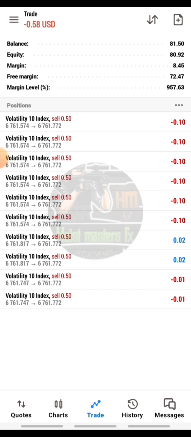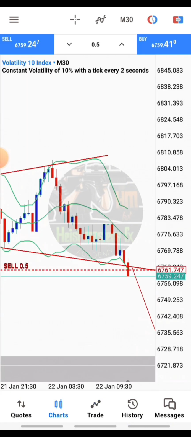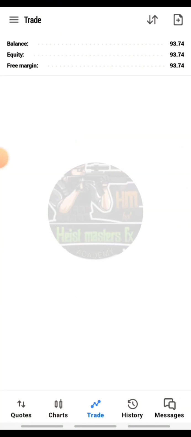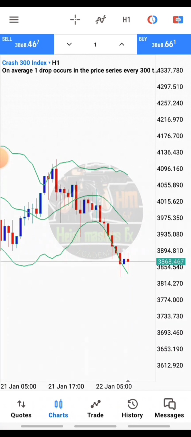Thanks to my network, which was super quick, I was able to do this. And thanks to the Heist masters one trade one shot skills, I'm able to predict the slightest moves in the market. Now we are up $81, and I'm going to close again here with this $10, and then we look for a few more dollars, and then we hit our 100 profit.